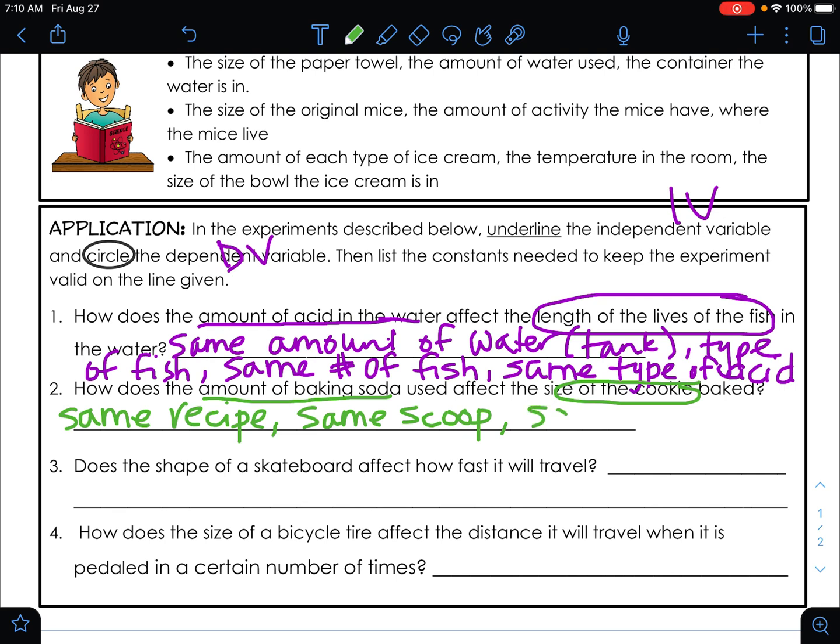Okay, so we need to have the same cookie sheet. So does the cookie sheet affect at all the size that the cookie can get? We need to have the same oven temperature.